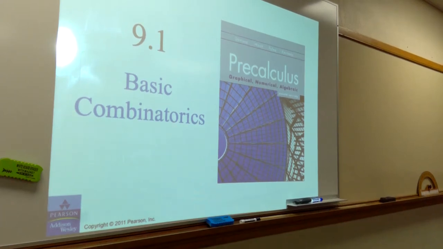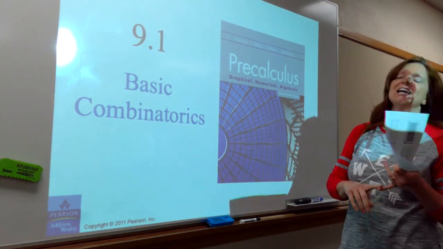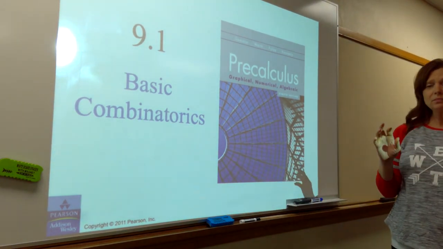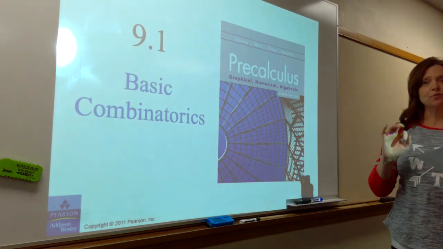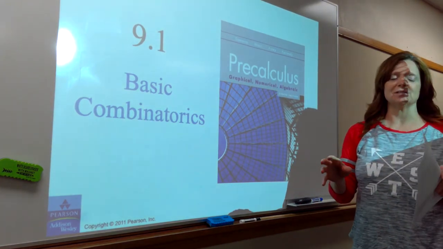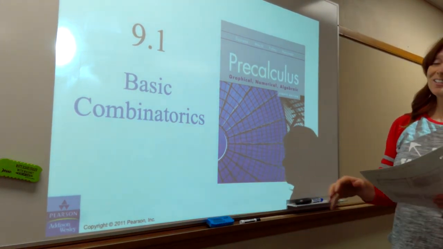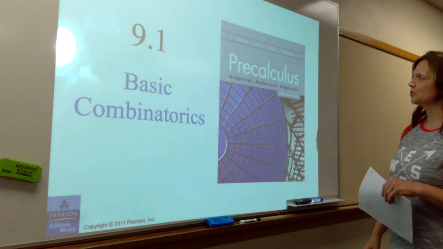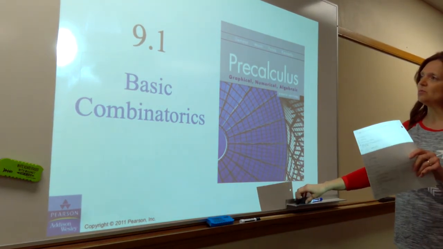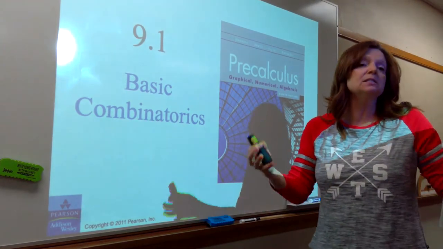All right, here we go with chapter 9, our last chapter. We're going to do 4 sections in chapter 9. So we'll do 2 and 2. The first 2 are going to be counting and probability, and then we'll take a quick little quiz on that, and then we'll do 2 more sections and take a quiz on that, and that'll be it for our 4th quarter grading. So here we go with section 9.1, basic combinatorics, which just means counting.